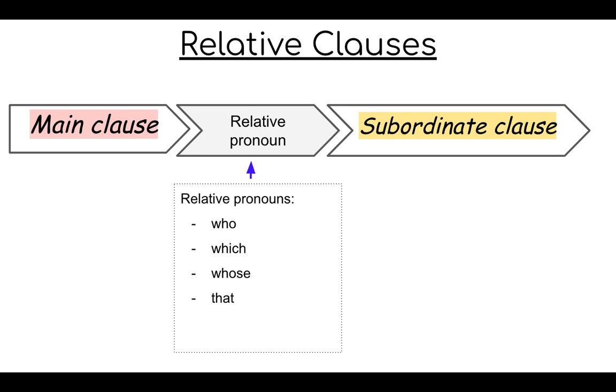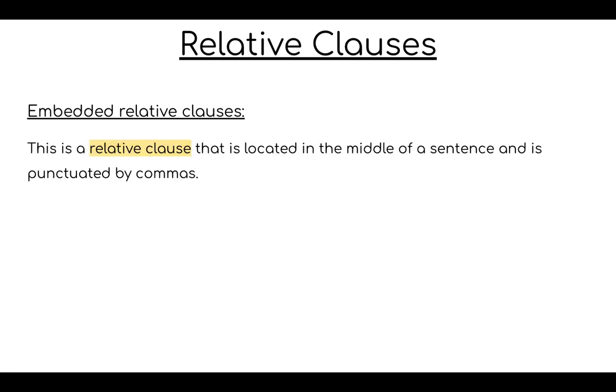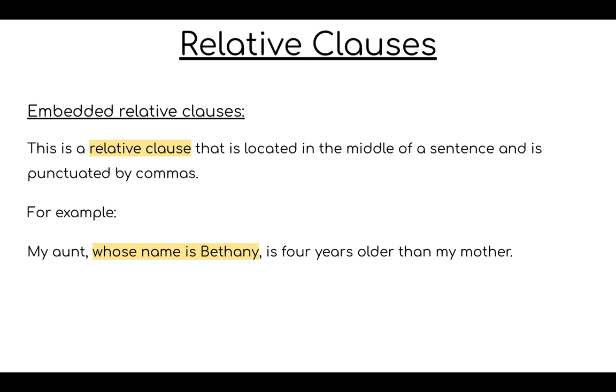Have a look at a few more examples now, because there are also particular types of relative clauses called embedded relative clauses, and that just means that the relative clause is in the middle of a sentence and it's punctuated by commas. So a comma before the relative clause starts and a comma after it. Here's an example. My aunt, comma, whose name is Bethany, comma, is 4 years older than my mother. The relative clause beginning with whose is in the middle of the main clause.